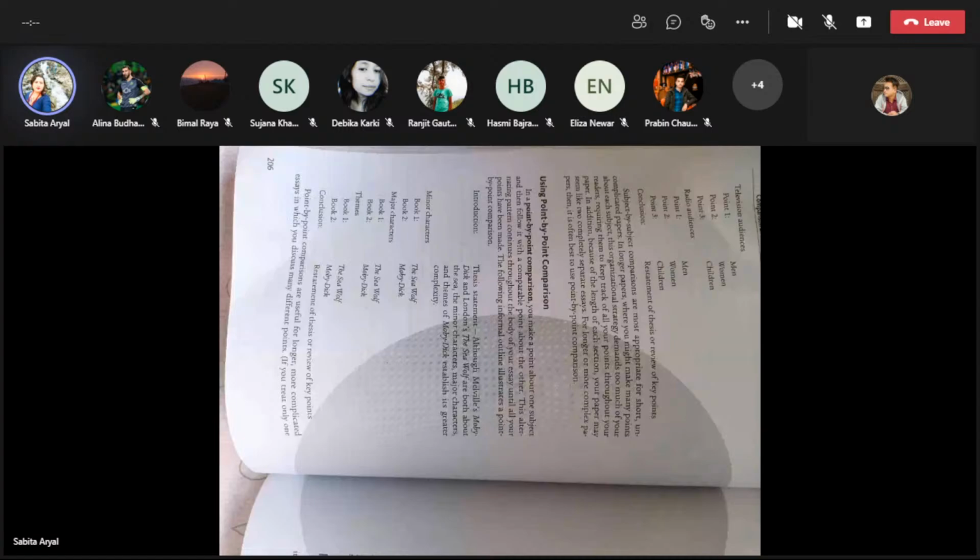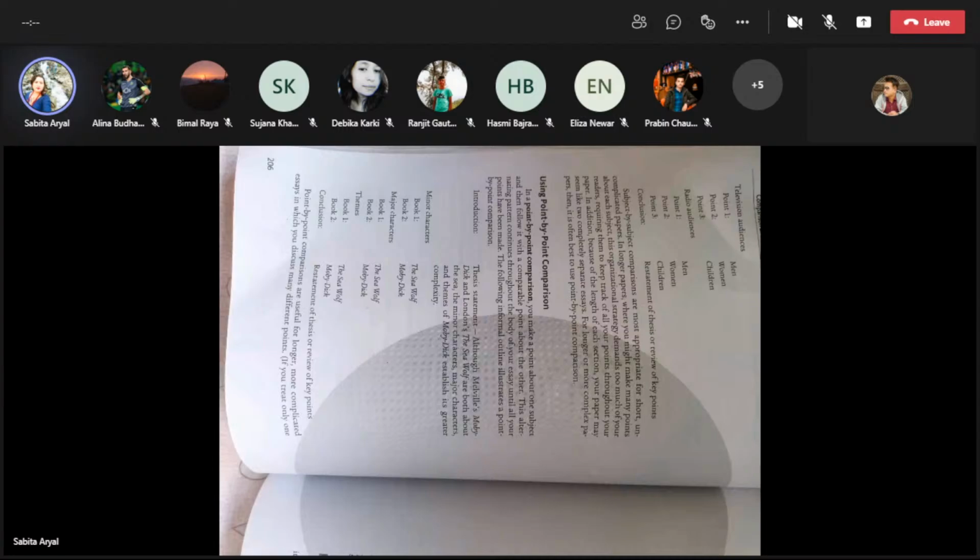Using point by point comparison. How can we use point by point comparison? In a point by point comparison, you make a point about one subject. एउटाको बारेमा point बनाउने, then follow it with a comparable point about the other. The alternating pattern continues throughout the body of our essay until all your points have been made. हाम्रो हरेक पोइन्टहरु बनाएसम्म the alternating patterns should be made over there.